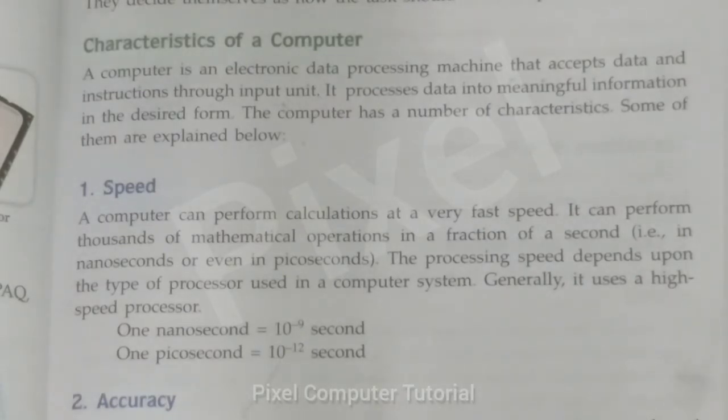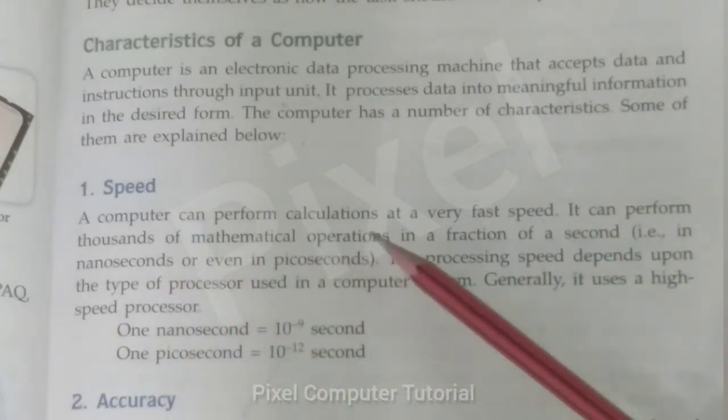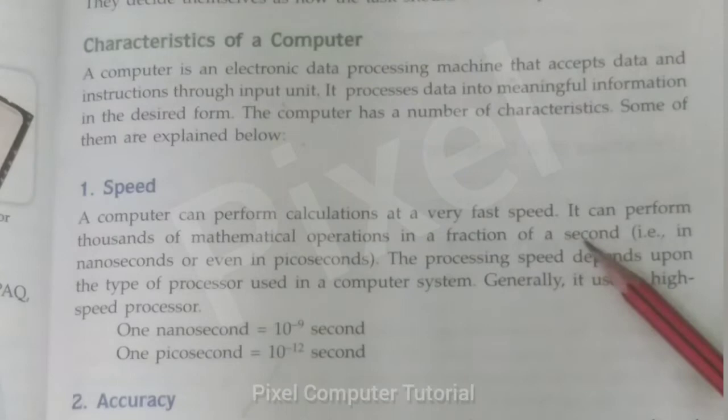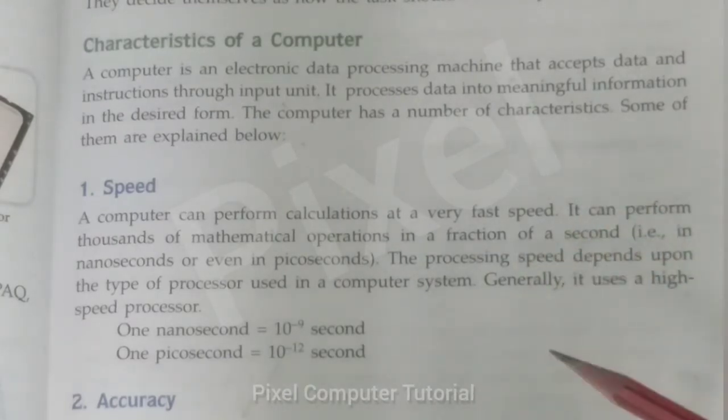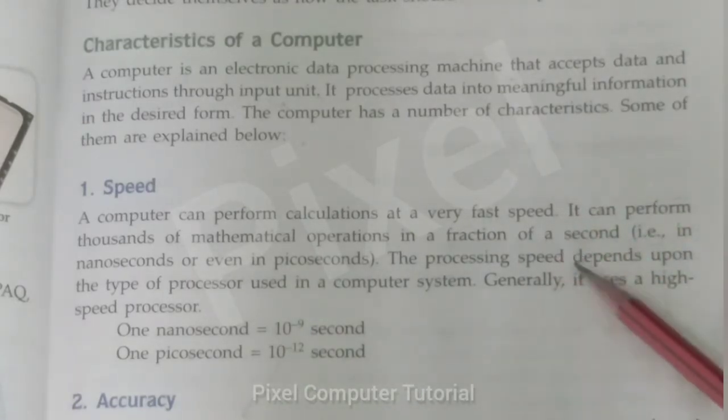Now, what all does it have? What are the features does it have? A computer can perform calculations at a very fast speed. It can perform thousands of mathematical operations in a fraction of a second. So it is so fast that you don't need to wait for it, it just gives you the output immediately. That is the speed of the computer.